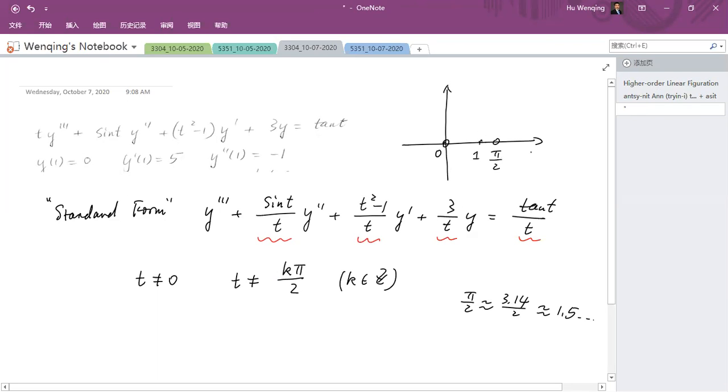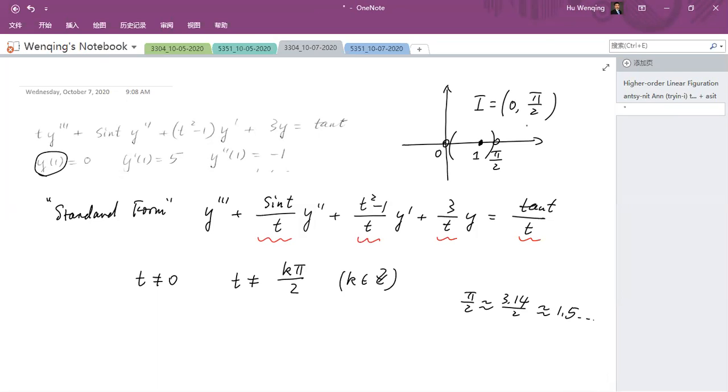So this is probably 1, etc. Now you want to start the initial value problem starting from point 1, right? So that means 1 has to be included in your interval, and you want to avoid 0. And so the largest interval is going to be the interval I, which is 0 to pi over 2. So that's how you determine the largest interval on which the equation is sure to have a unique solution. Is that good, family?